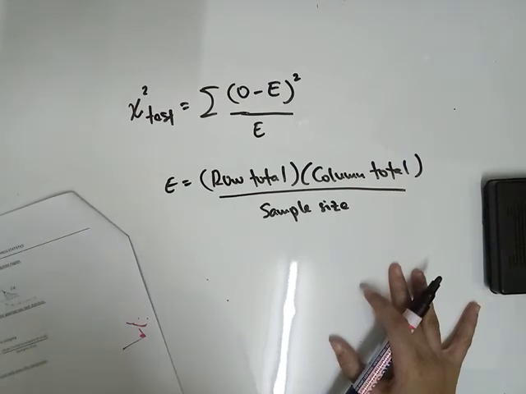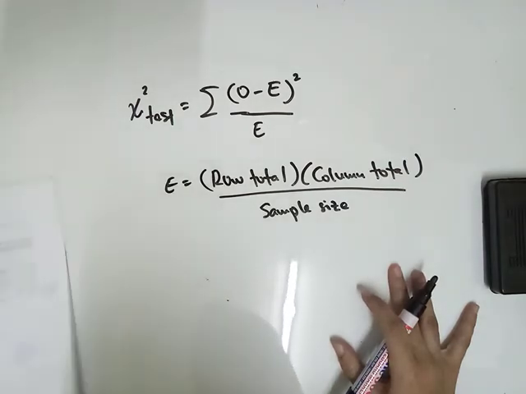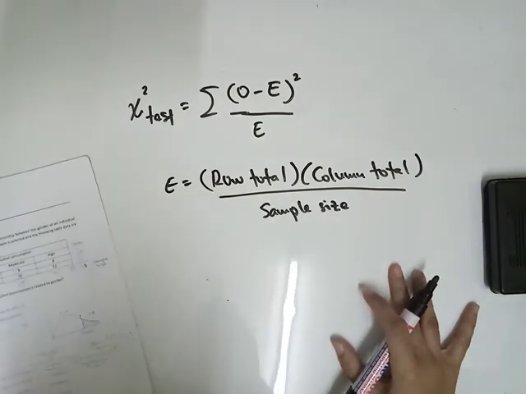And then step 5 is make the decision. As usual, whether we have to reject or not reject the H-naught. Okay, do you understand?